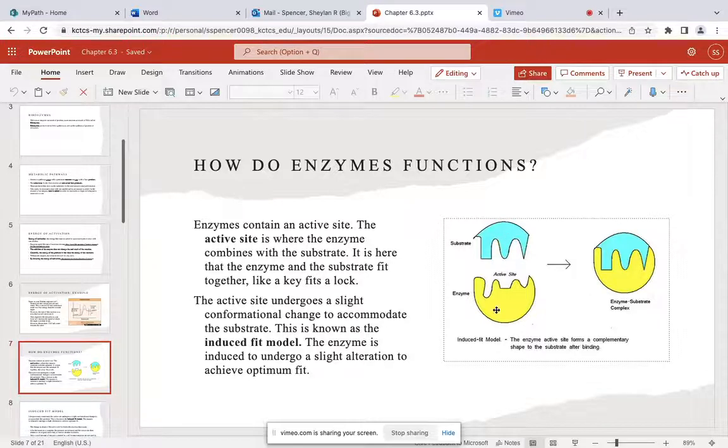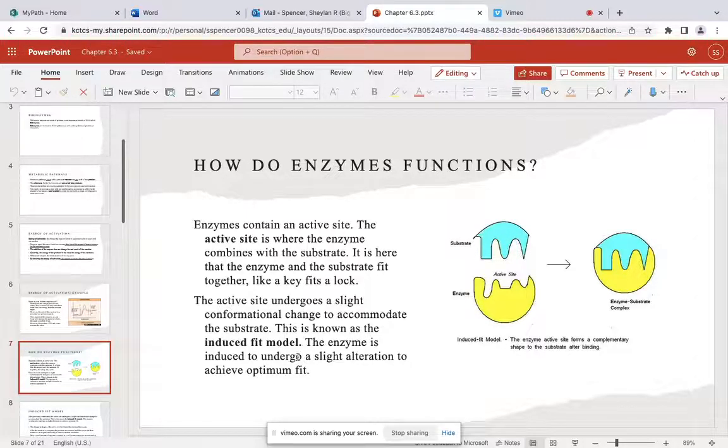This is where sugar is going to act with amylase. And once it forms this enzyme substrate complex, the reaction is going to occur. So we say here, it is here that the enzyme and the substrate fit together like a key fits a lock. So there's two different types of models, the lock and key model, and there's one called the induced fit model. I think that your book talks more highly about the induced fit model, but I just want you to know that both of these exist.